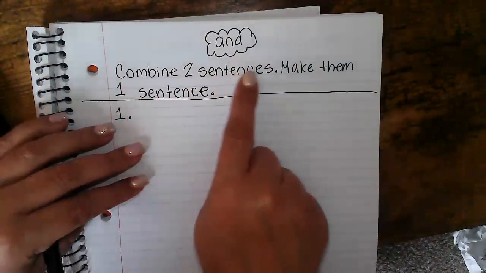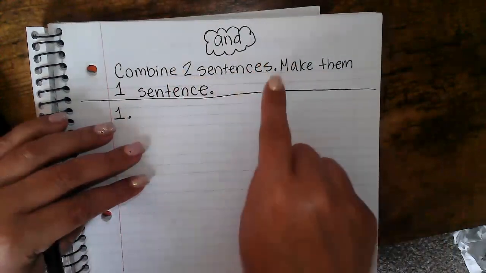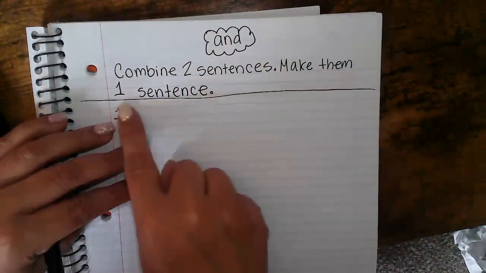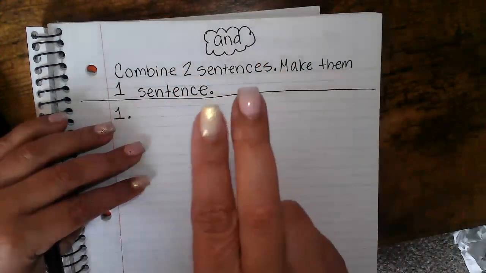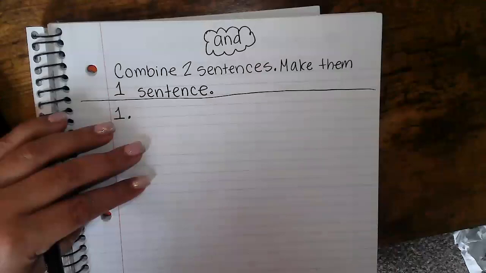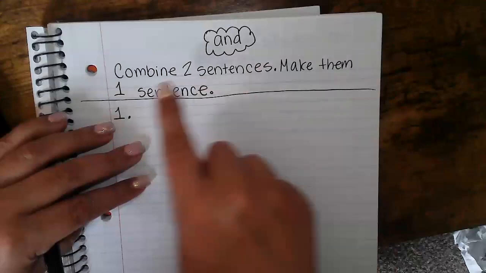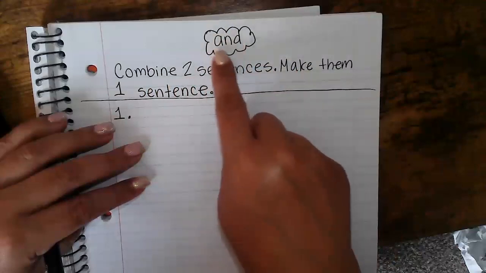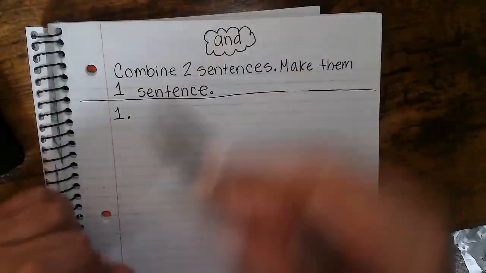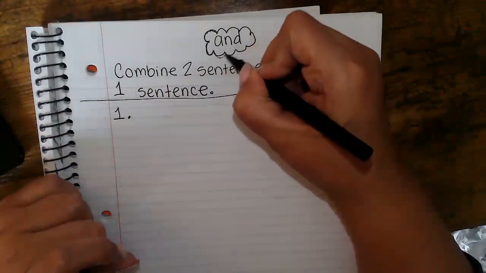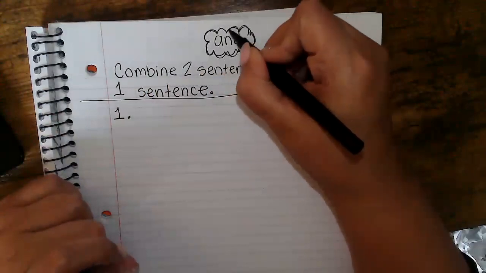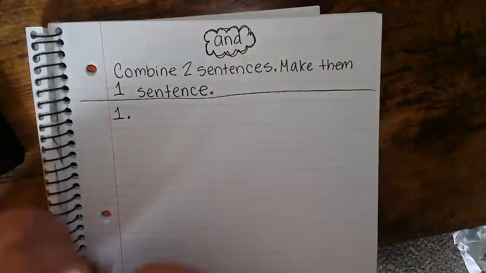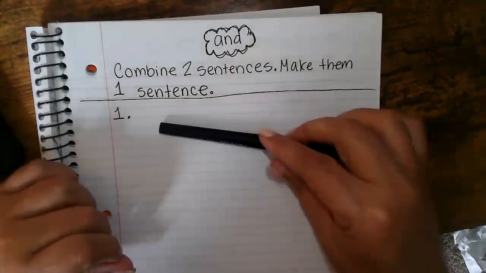Combine two sentences, make them one sentence. So we're going to take two sentences and we're going to make them one sentence. Please copy this and also copy the word and. I made a little cloud around it. You can make a little design around it if you want. And I'm going to go ahead and pause.